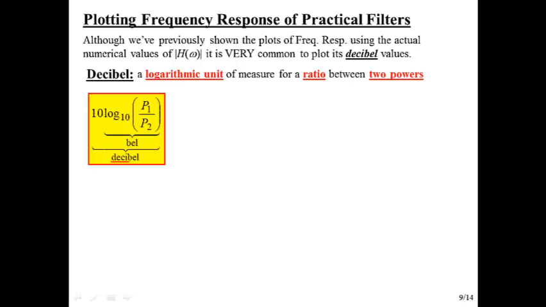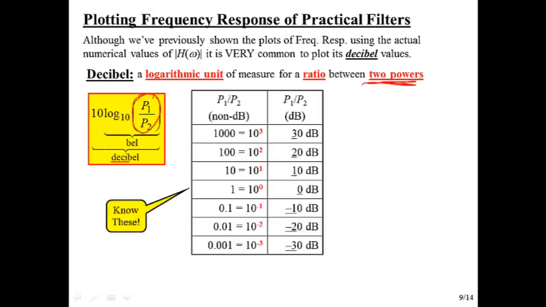Multiplying by 10 will turn this into a decibel. So that's why it's called the decibel. So we take 10 log base 10, and then these have to be powers. It's a ratio of two powers. So if we look at these values for a bunch of different ratios that are all powers of 10, so if we zoom in on this one here and we say the two powers are equal to each other, that's 0 dB. Okay, so 0 dB is the point where the two powers are the same.